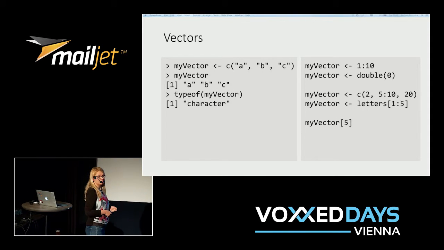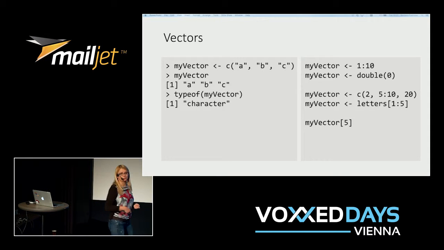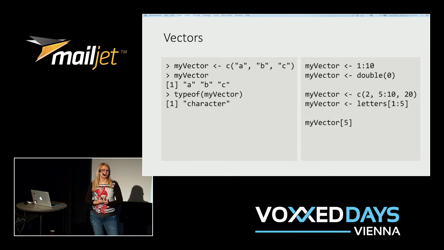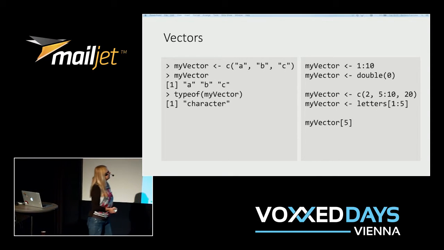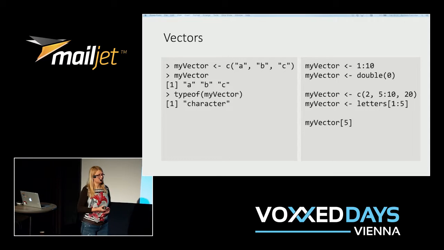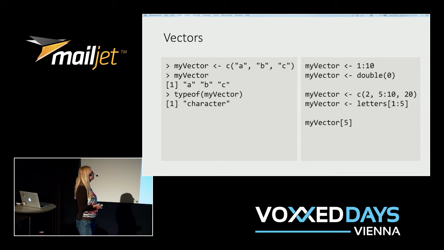Vectors are like arrays in any other programming language, maybe not any other, but like arrays in Java or in C#. And it just aggregates elements of the same type. You cannot put elements of different types in a vector. If you try to use it, like A, 1, and C, R will try to convert it to strings, probably, because it's the easiest way. And type of the vector is, again, character.